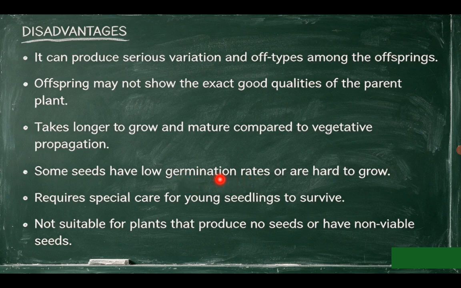You find that out of 100 seeds, only 80 germinate and the other 20 do not germinate. That's a problem also. This requires special care for young seedlings in order to survive. So this method is not suitable for plants that produce no seeds or have non-viable seeds. So plants that do not produce seeds cannot be propagated this way as seeds.